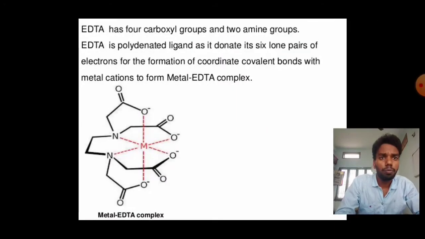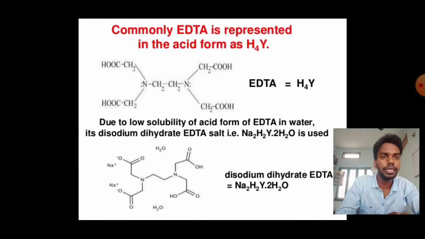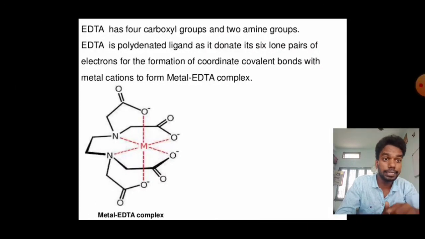EDTA has 4 carboxyl groups and 2 amine groups. So EDTA is a polydentate ligand as it donates its 6 lone pairs of electrons for the formation of coordinate covalent bonds with the metal cations to form the metal EDTA complex. See the structure of EDTA, and after reacting with the metal it forms a metal EDTA complex like this, right? See here, the complex structure, the metal EDTA complex, forming 5-member rings. If you observe the 5-member rings here, they are forming chelates, right?